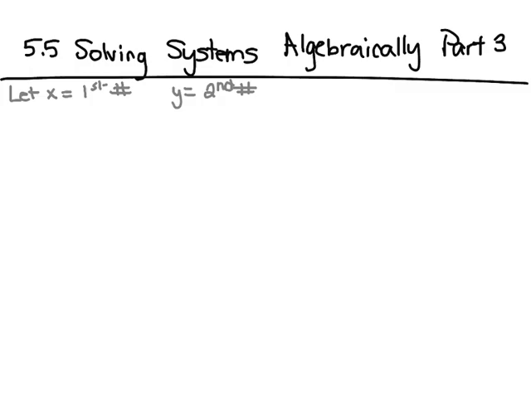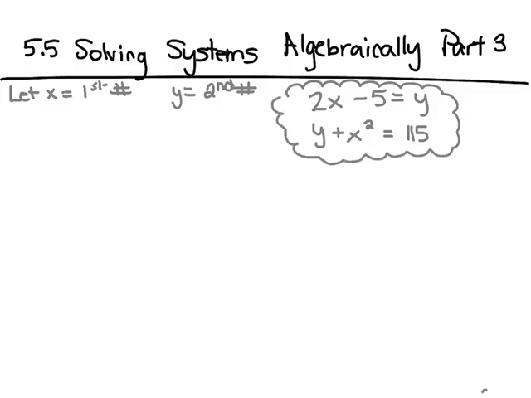So 2 times the first number, subtract 5, is equal to the second number. So 2x minus 5 equals y. The sum of the second number, so y, plus the square of the first number, x squared, is equal to 115. So here's our two equations, and we're going to use this and substitute to solve for our values. So let's substitute this in for y.